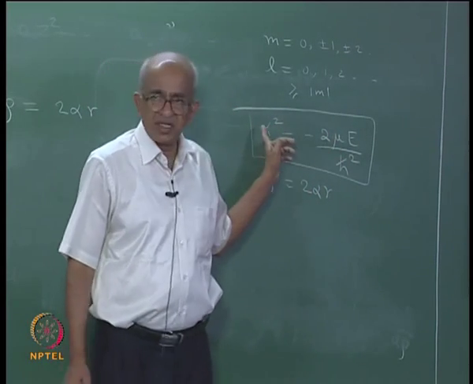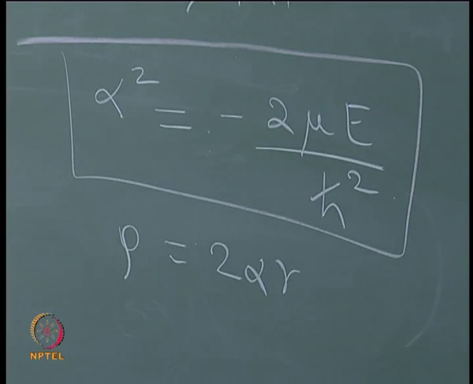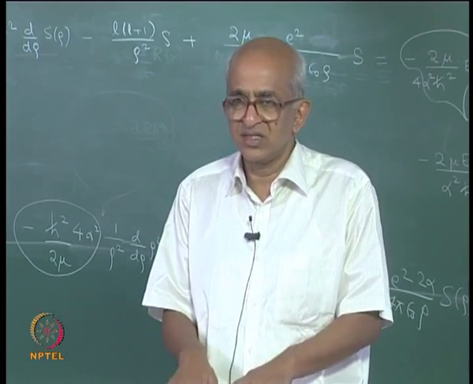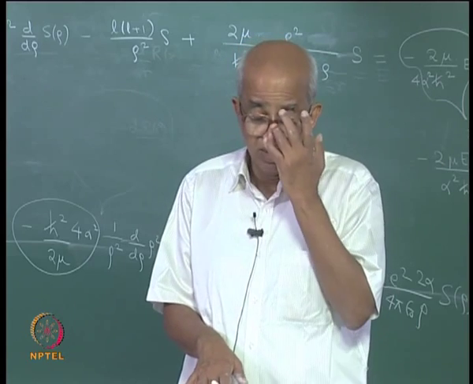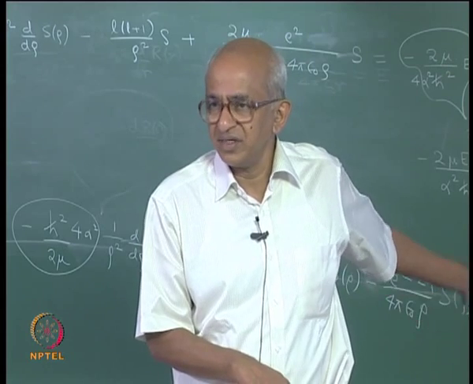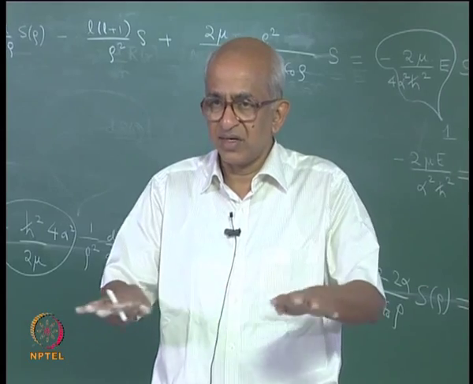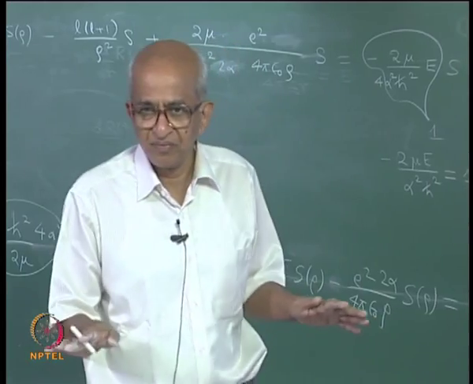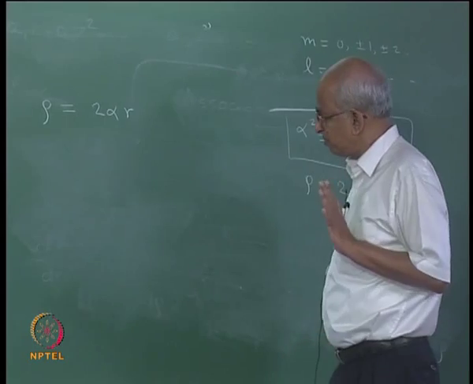So, if E is negative, everything is fine, alpha is real. But this also implies that I am only looking at the bound states of the system, states for which the total energy is less than 0. If you are looking at states which have E greater than 0, then you may perhaps have to modify this treatment. So, we are putting the condition that let us look at only solutions whose energy is negative, and then alpha is guaranteed to be real, and I would not have any problem.